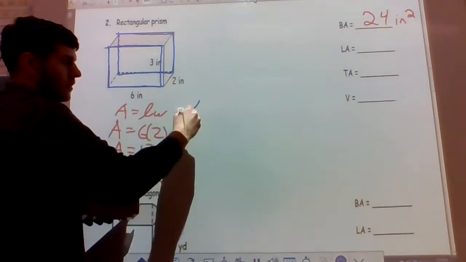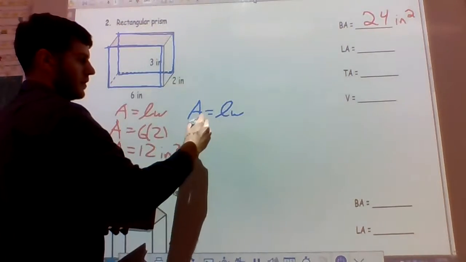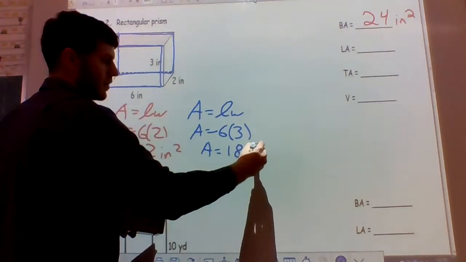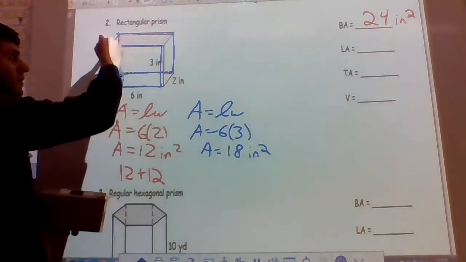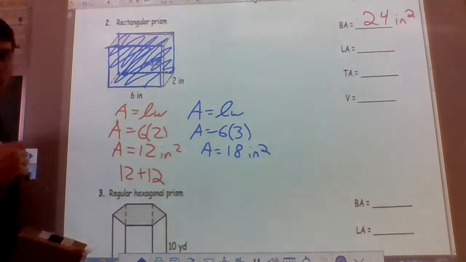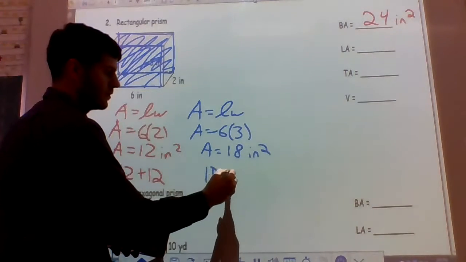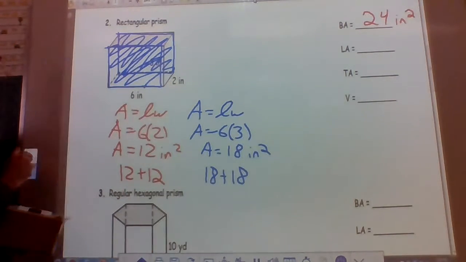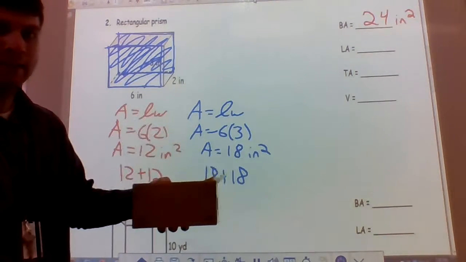So the area of the front is a rectangle, length times width. So that's going to be 6 times 3, which is 18 inches squared. But again, the front and the back are both 18. The area of the front and the area of the back are both 18, so that's 18 plus 18. Then we've done the top and the bottom, 12 and 12. Front and back, we're 18 and 18.